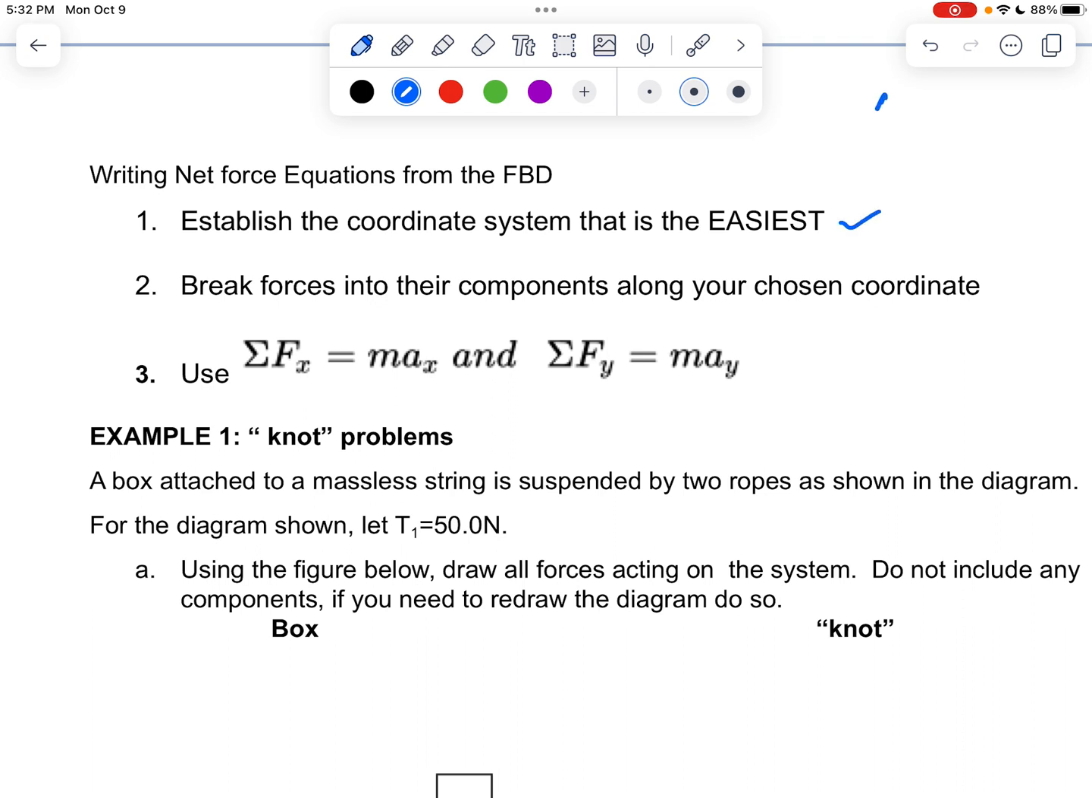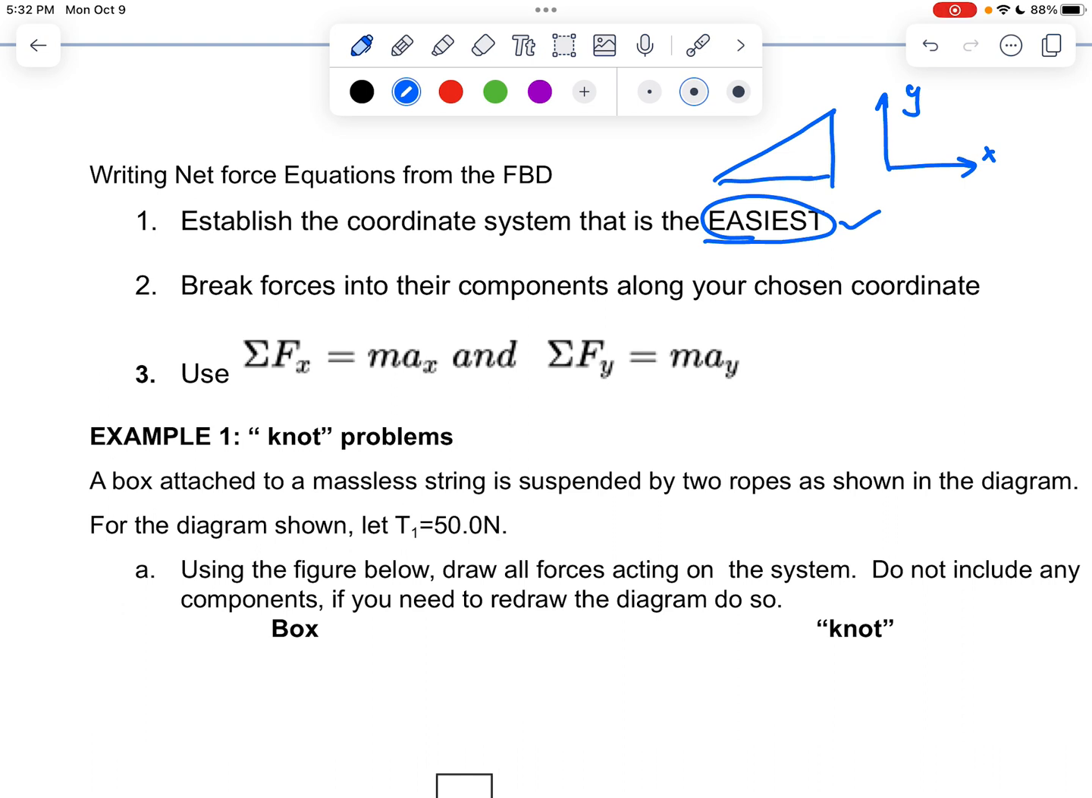We're going to see that if we're doing things that are left, right, up, down, or things that are at angles, but the motion is either up, down, or left and right, we're going to choose kind of a standard XY coordinate system. But we're going to see when we start moving up and down ramps and inclines that it makes more sense to rotate our coordinate system. So establishing the coordinate system that is the easiest is something you don't think about, but it's important.